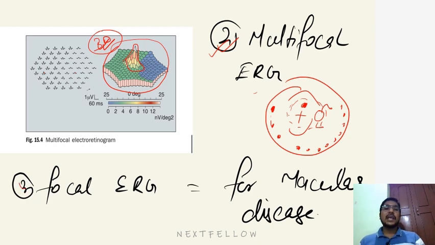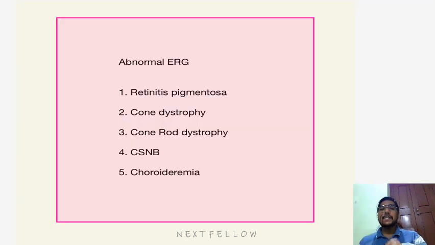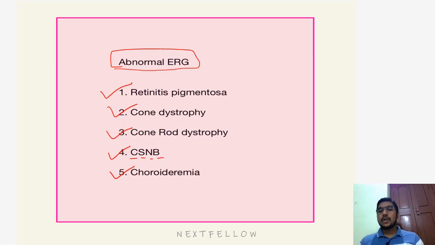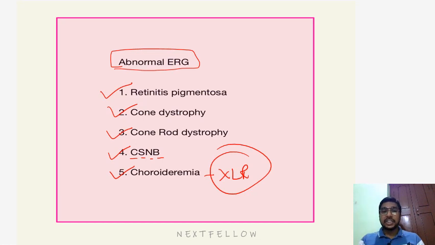Now focal ERG is only for macular diseases. This is just for completion. What is important to know here is that abnormal ERG is present in retinitis pigmentosa, cone dystrophy, cone and rod dystrophy, congenital stationary night blindness, and choroideremia. Choroideremia is an X-linked recessive condition. This can be asked in the examination. So this is about the ERG.